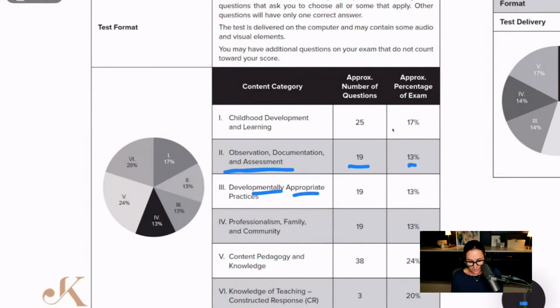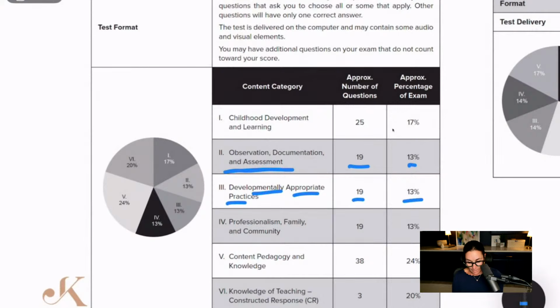DAP, developmentally appropriate practices. Remember, that was part of my good words list. And I have more good words. Like in the 5024, it's on page 189. It's a whole glossary of good terms that I pull from the test specs and put in my books. But we're going to go over some of them today. That's 19 questions, 13% of the exam.